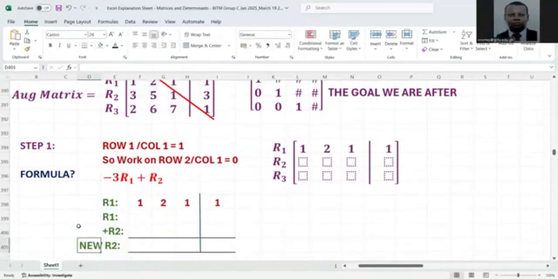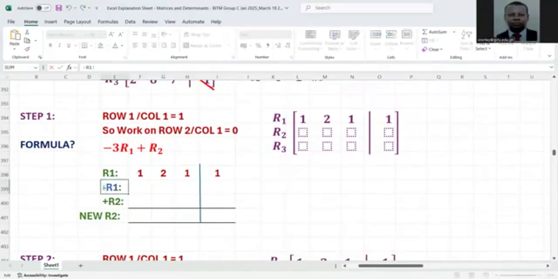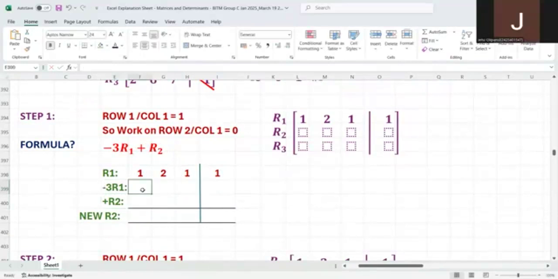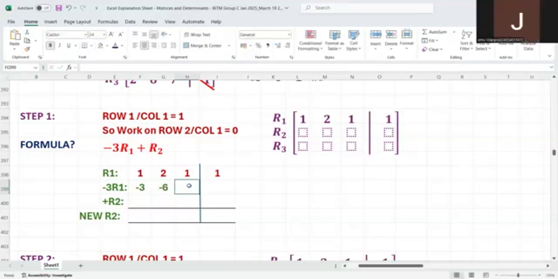So I'm going to pick row 1. You see my row 1 here. It's 1, 2, 2, 1, and 1. I'm going to multiply it by -3. So this times -3, so row 1 times -3. So here, 1 times -3 will be -3. 2 times -3 will give you -6. And then 1 times -3 will give you -3. And then the last one also will give you -3.